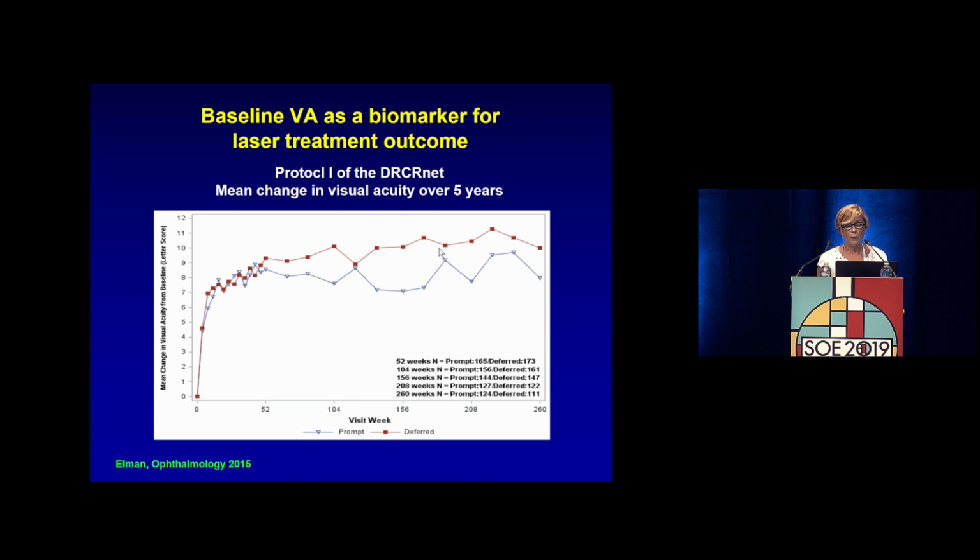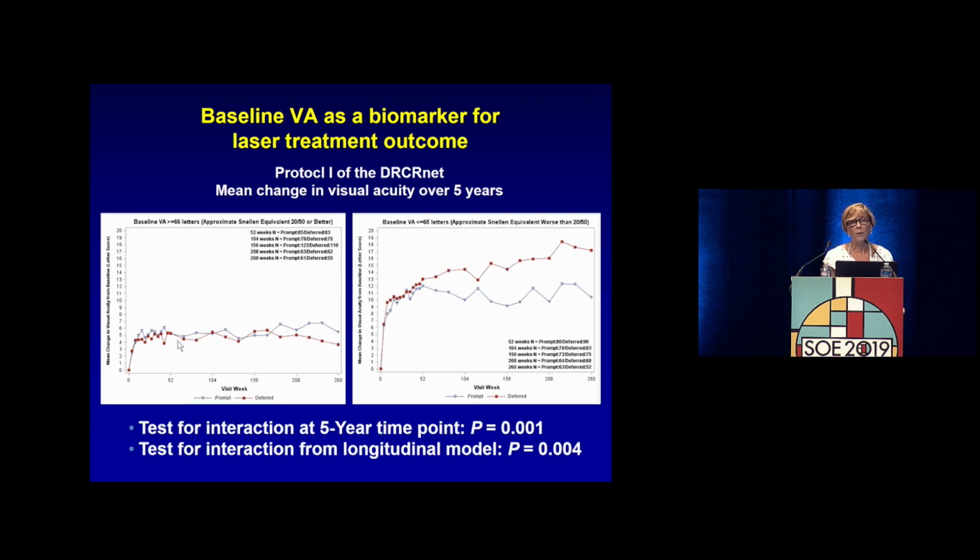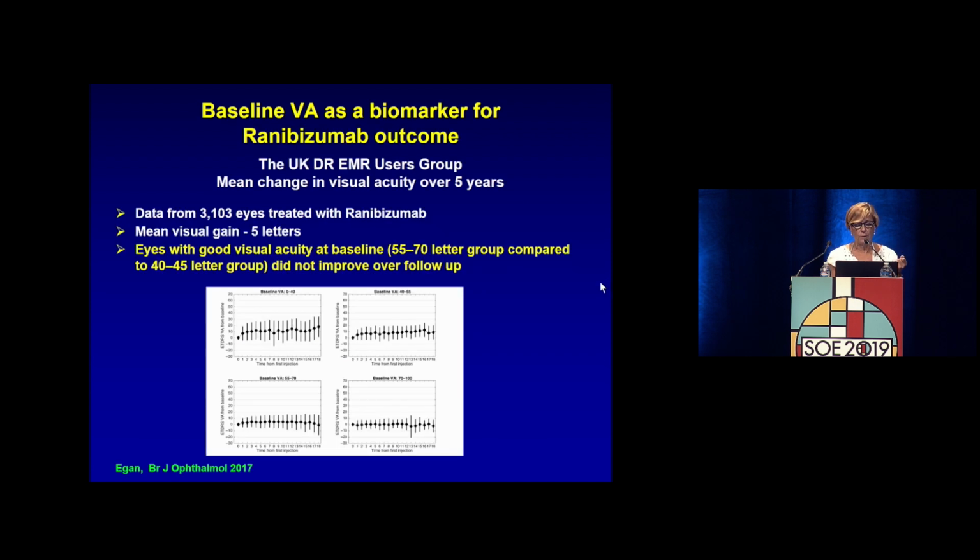When you look at the visual acuity over 5 years of the whole cohort, you can see that basically, whether you gave laser up front or in a deferred manner, it didn't matter. It was the same. But if you stratify by visual acuity, you can see that if the patients had a bad visual acuity to start with, then the laser actually did harm. So baseline visual acuity is a prognostic, predictive biomarker not to treat with laser up front. And it has been repeatedly shown as an important biomarker, the baseline visual acuity.